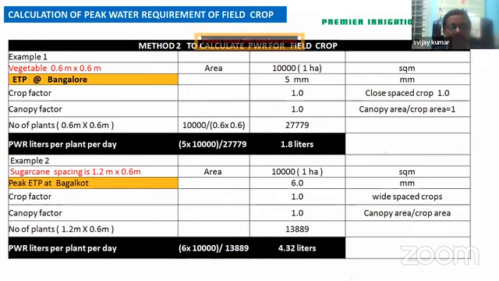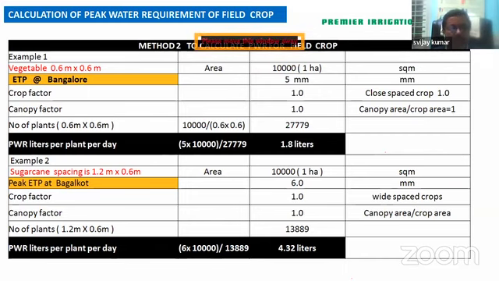And therefore, we have to calculate how many plants are going to be there. So we are going to have 10,000 divided by the spacing. If you have attended my earlier webinar, you know how to calculate. Number of plants is equal to total area divided by spacing. You get 27,779 plants. And you know that you have to apply this water on a 5 into 10,000, that is 50,000 millimeters to be applied, divided by the total number of plants. So you're going to get 1.8 liters per plant. So this is the water requirement for a vegetable.